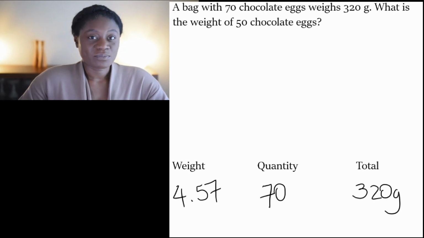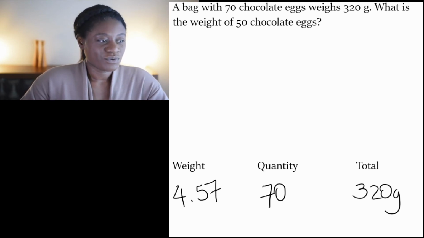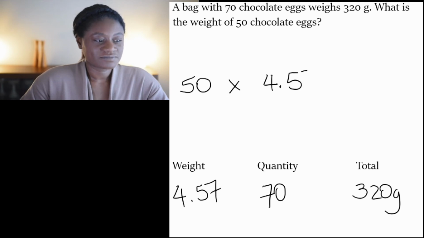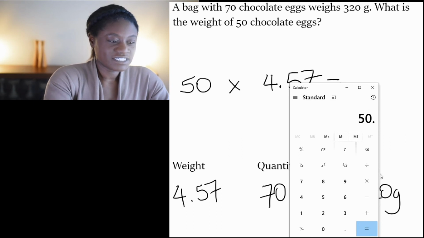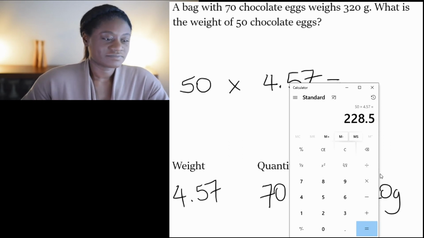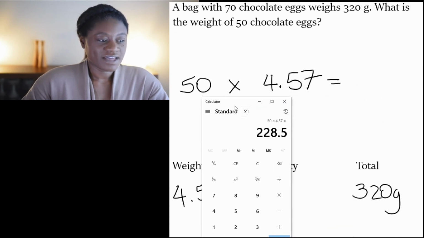Now that we know how much a single chocolate egg weighs, we can solve for 50. All we have to do is take the weight of one chocolate egg times quantity, 50, and get the answer. So we have quantity, 50, times the weight for a single chocolate egg. Now let's bring up our calculator. 50 times 4.57 is 228.5.